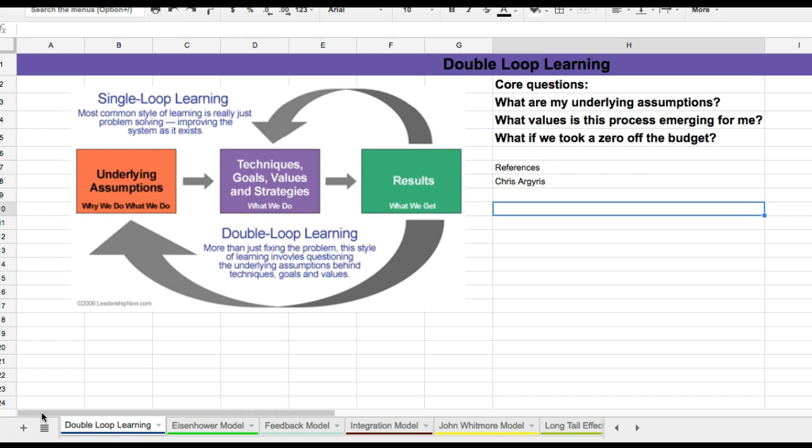So in summation, when thinking about double loop learning, you could do this either as an individual or as a team to stimulate and really question the underlying assumptions that are leading to some of the reoccurring problems that may be existing in your organization.